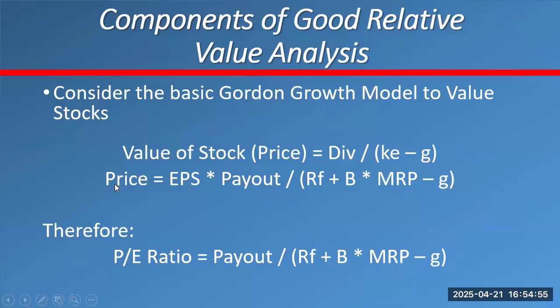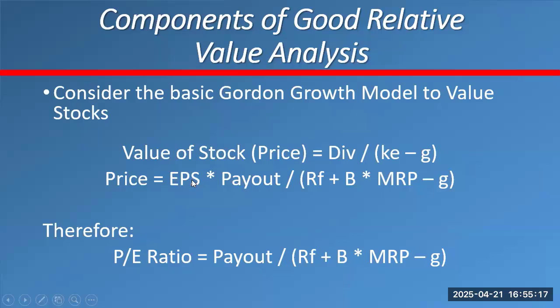So I can break this out in more pieces. What is the dividend? The dividend is the earnings per share times payout. Right? That's what the payout ratio is. You might use that in paper 4 for your growth rate. That's dividends. What's your discount rate? Your risk-free rate plus beta times the market risk premium. We just did that, minus your growth rate.